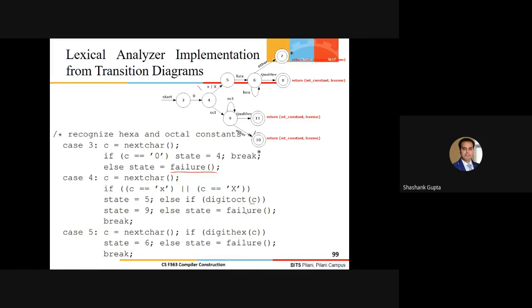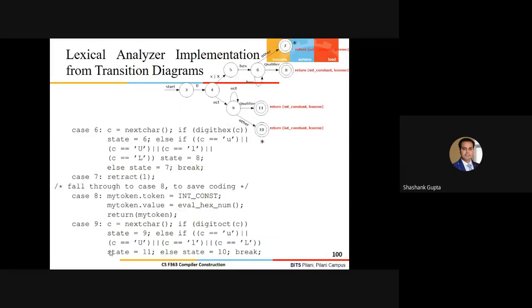Else, if this is not the thing, then again, I'll report it as a lexical error and shift my pointer to state 3, considering this is the initial state of my transition diagram for the underlying specifications. Otherwise, moving to the other cases, from state 5, I'll again read the next character. I'll check whether it is a hexadecimal digit or not. If it is, then I'll go to state 6. Otherwise, I'll simply call it a failure and come out of this particular session here.